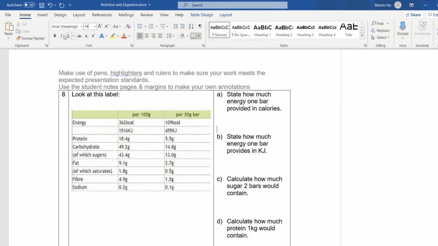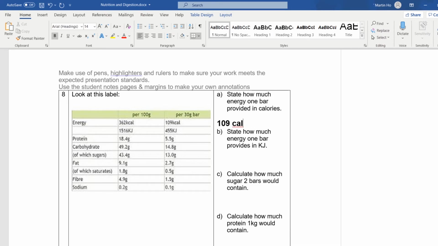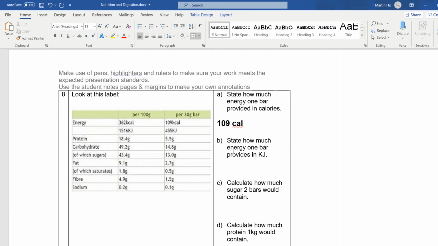Question 1, state how much energy one bar provided in calories. So it gives us, again, per 100 grams, and to the right we have our per 30 gram bar. So in one bar, this will give us 109 calories. Question 2, state how much energy one bar provides in kilojoules. So again, we take a look at our table, and it says right underneath 455 kilojoules.